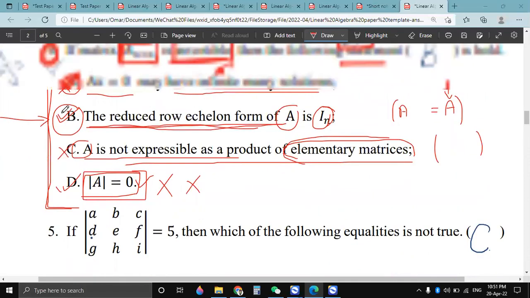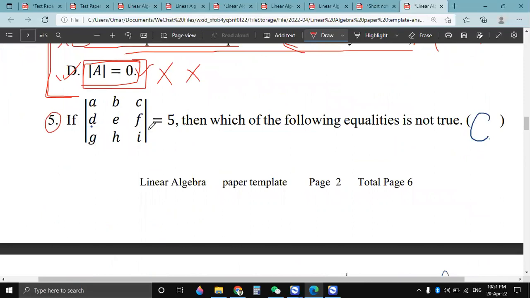And let's see the fifth question here. So we have a matrix, and its determinant value is 5. Then which of the following equalities is not true? That means which of the following options is false?